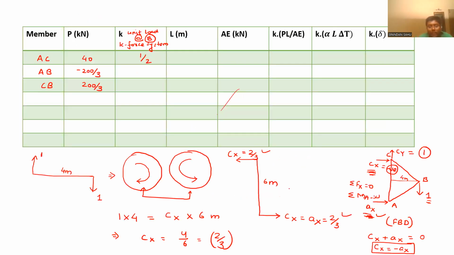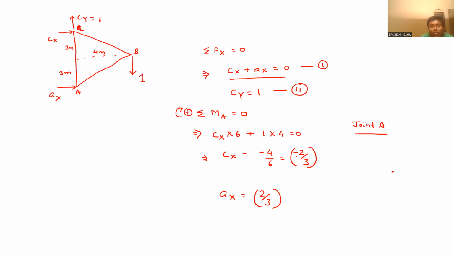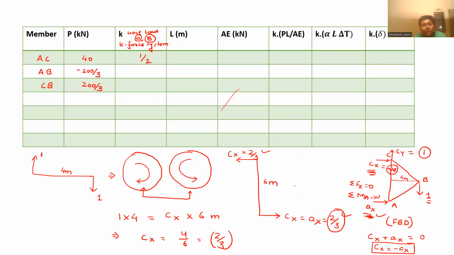So same thing we are getting here. Check here, Ax is 2 by 3 this side and Cx is 2 by 3 that side. That means this minus 2 by 3 is representing towards this direction. So positive 2 by 3 will be just 180 degree. If you reverse it, that will be the positive direction. So this is the positive direction of Cx. So our values are correct actually.